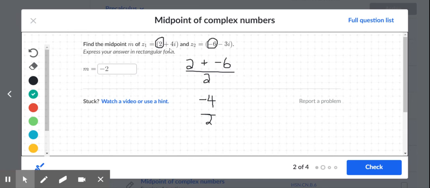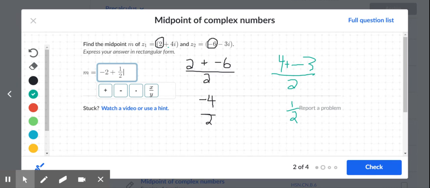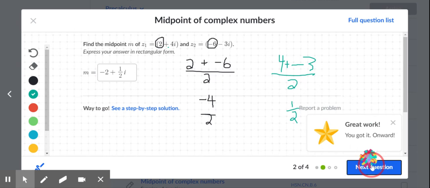We should do the same thing with the i's. 4 plus -3 divided by 2. That will give 1/2. So plus 1/2 i. It says express your answer in rectangular form, which is what we did. That's how you find the midpoint.